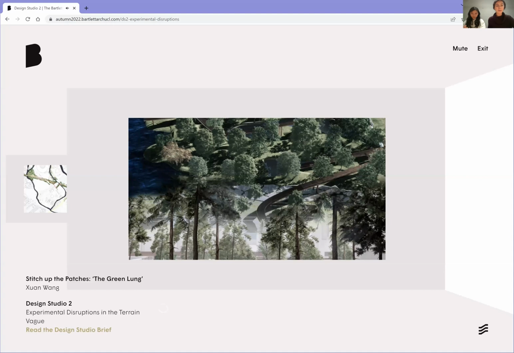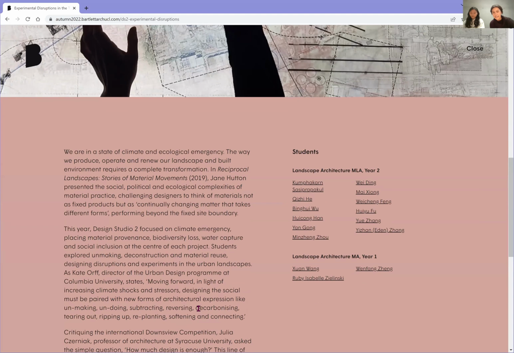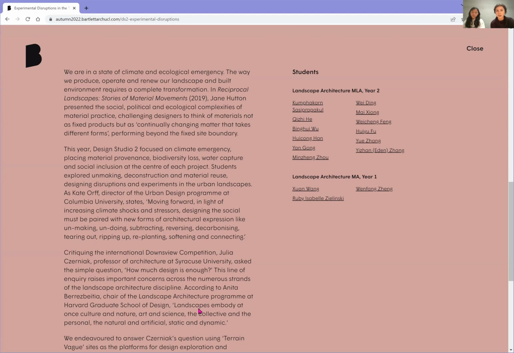Hi everyone, we're in a studio space, so sorry for the background noise, but hopefully you can hear us okay. Studio 2 last year focused on terrain vague sites, and terrain vague is a fancy way to say abandoned. And so the tutors asked us to walk around London and find abandoned sites that had some sort of interest to us. And so every student picked a different area. For someone who came into London for the first time to live, it was a cool way to start the year off and learn about the city, and just walk around and get to know it, but also look at it through a lens of landscape.